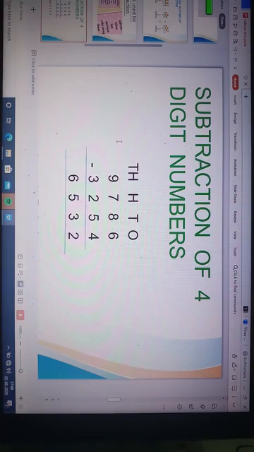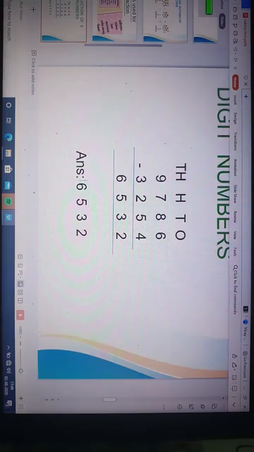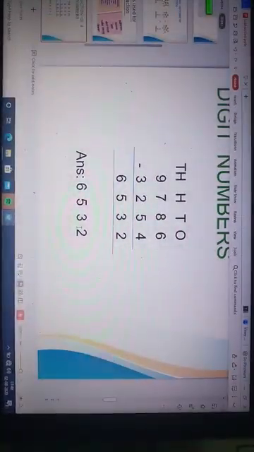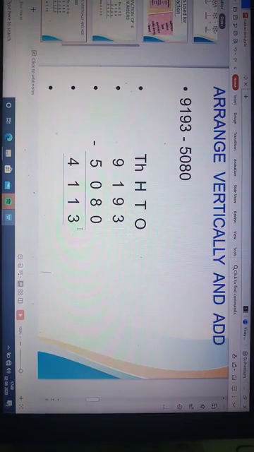And the answer is 6532. Now next is arrange vertically and subtract. Now again two numbers have been given. 9193 minus 5080.